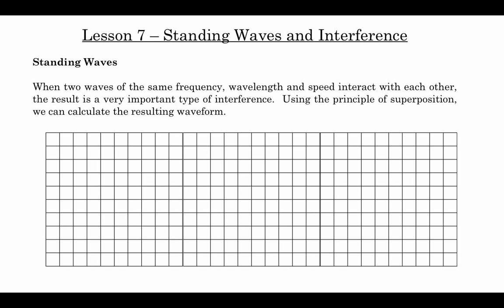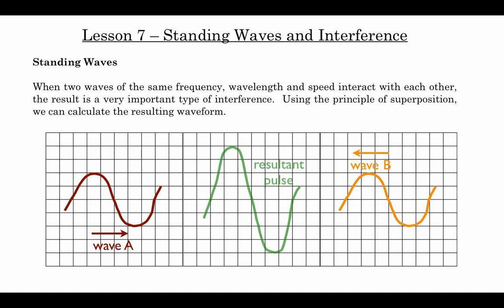Just to recall, if we have wave A or a pulse A traveling this way, and wave B traveling this way, those two wave pulses, when they meet at the same spot in space and time, we add their amplitudes. And so we get this resultant pulse, which has a super trough and a super crest, and basically they've built each other up.